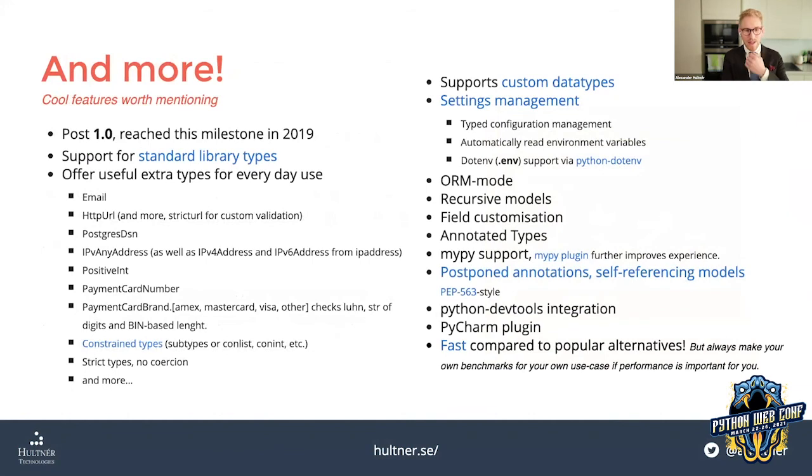And basically here is a quick taste of some of the things I like that I've used. It's post 1.0. It reached this milestone back in 2019, so it's been stable for quite some time. It supports standard library types, and there's a lot of useful extra types that you can use in your everyday use. So you have, for instance, an email type, you have URLs, you have Postgres DSNs, you have IP addresses, you have positive integers, payment card numbers, constrained types. Those are really useful, so I recommend checking them out. You can subclass, for instance, ConstrainedInt, and then you can set a maximum and minimum value and stuff like that. Strict types without coercion and more.